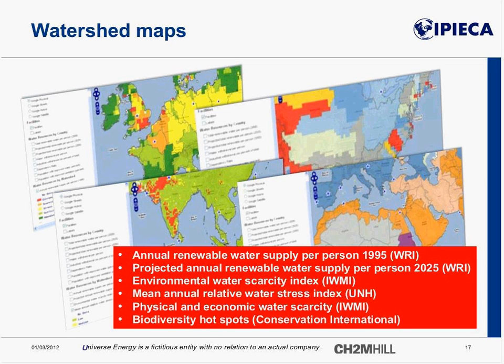From IWMI, we have the Environmental Water Scarcity Index, the Green Annual Relative Water Stress Index, and the Physical and Economic Water Scarcity Index, and we've actually added the Biodiversity Hotspots map from Conservation International. It allows you to see if any of your sites are in these hotspot areas or not.